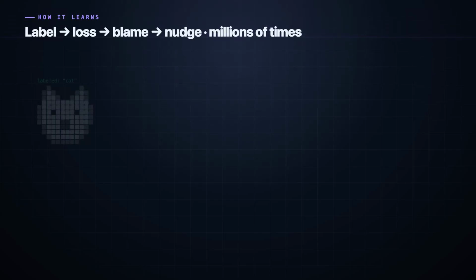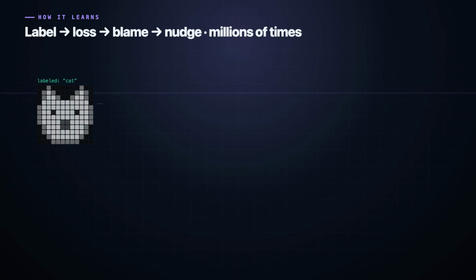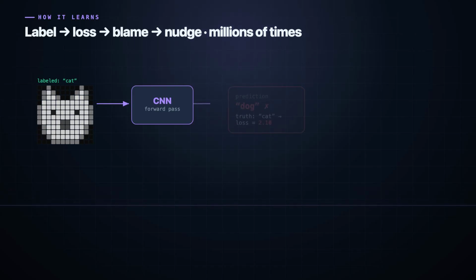So how does a network actually learn those millions of filter numbers? Through a loop, and it is essentially the same loop for nearly every model in deep learning. It begins knowing absolutely nothing. Every filter is set to random numbers. We show it a training image and it makes a guess. Early on, that guess is basically a coin flip. It says dog when the answer is cat.